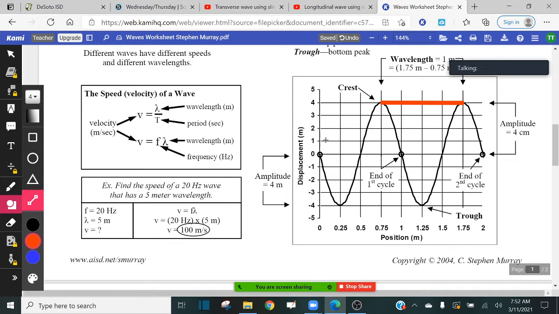So the length from crest to crest, if you notice this position here is at 0.75 meters, whereas the position of this crest is at 1.75 meters. So if you do 1.75 minus 0.75, you get 1 meter for this entire length.